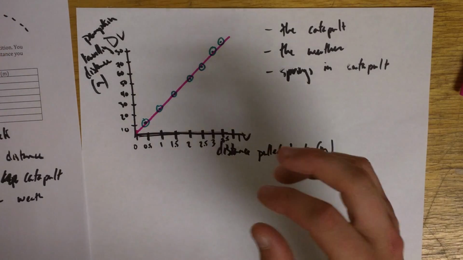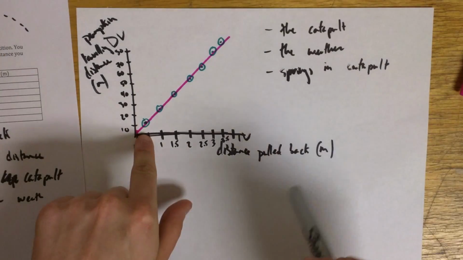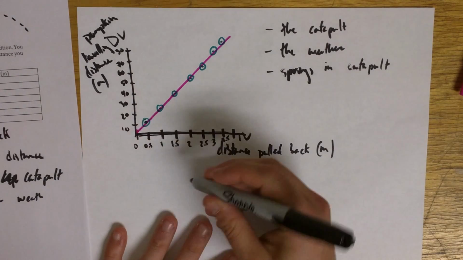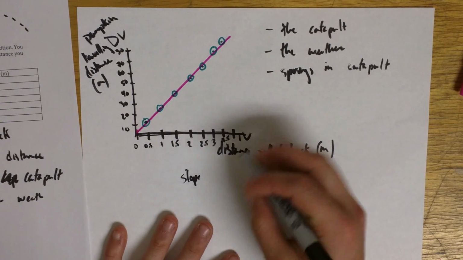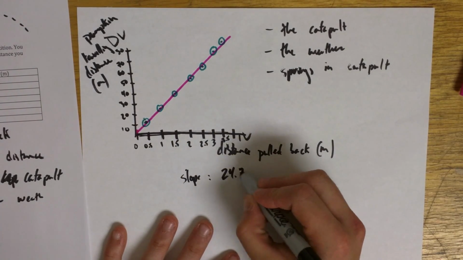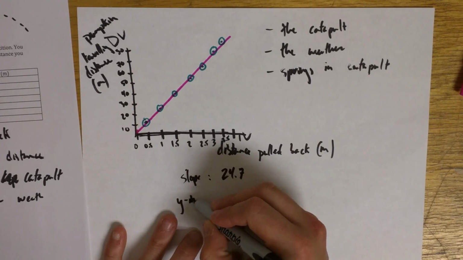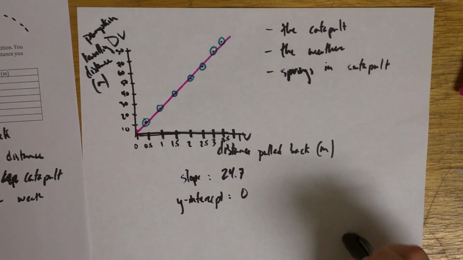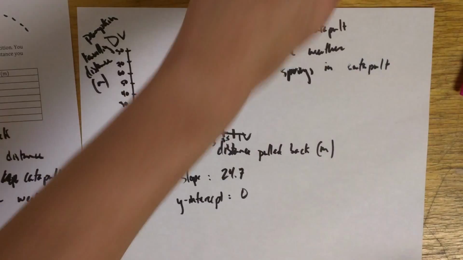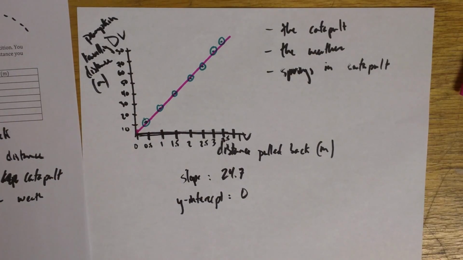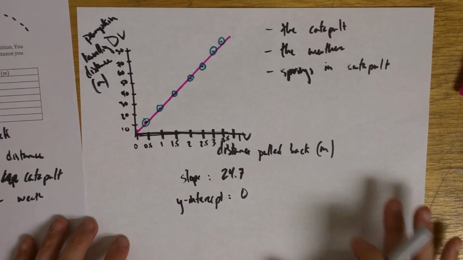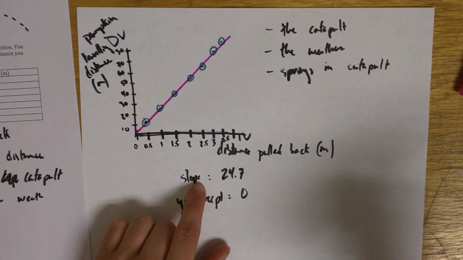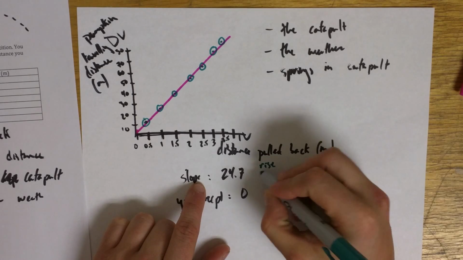Now, let's say that I found the slope of this line because I used Desmos, and I found the slope to be 24.7 and the y-intercept to be 0. What do these numbers mean? We have to write a sentence with the meaning of these numbers. Well, remember, to find the meaning of the slope, we think that the slope is rise over run.